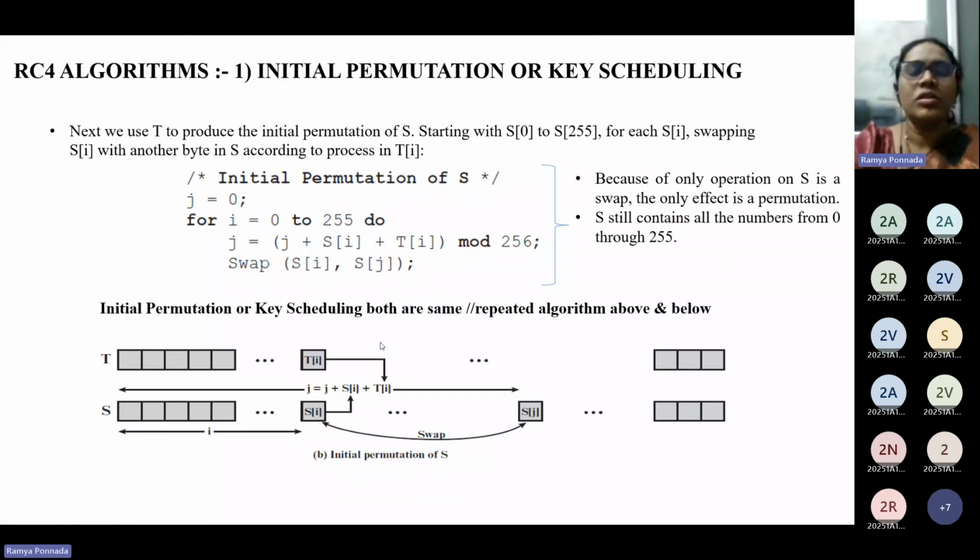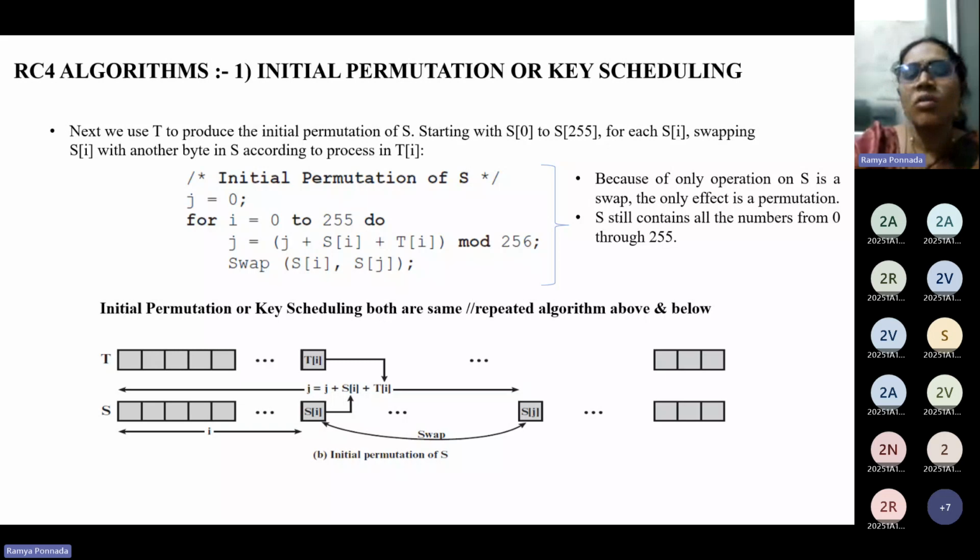Next we are going to have the RC4 algorithm. In this RC4 algorithm, the first main functionality is the key scheduling that we are going to be doing. This key scheduling is also going to be called the initial permutation.